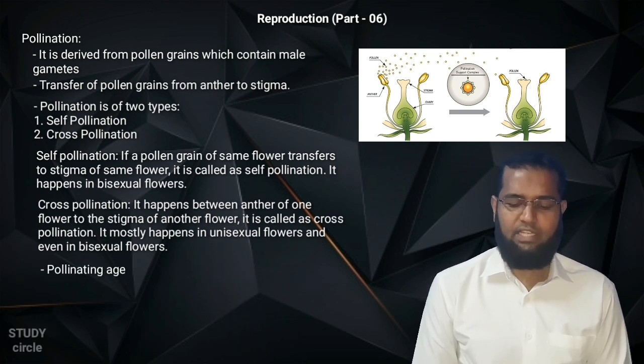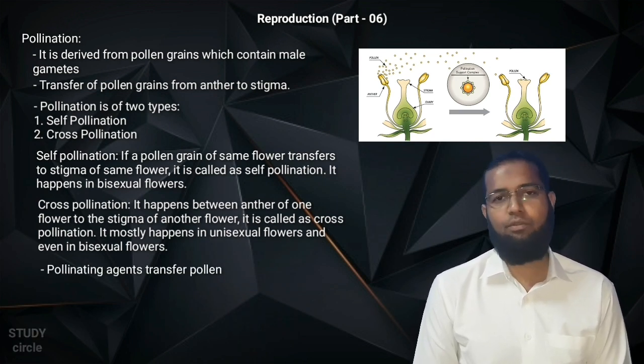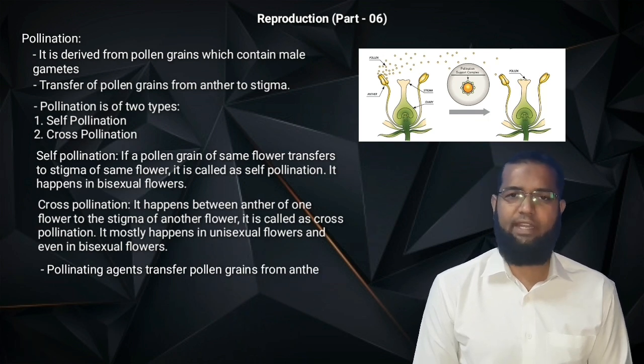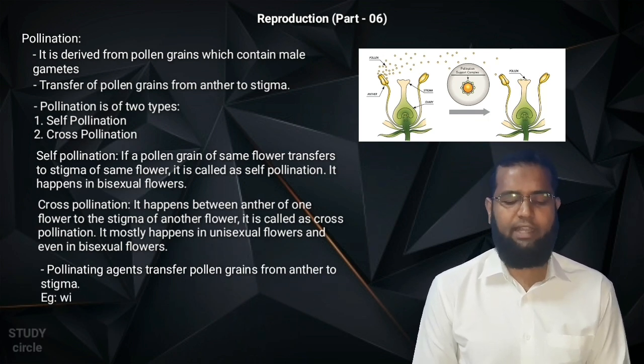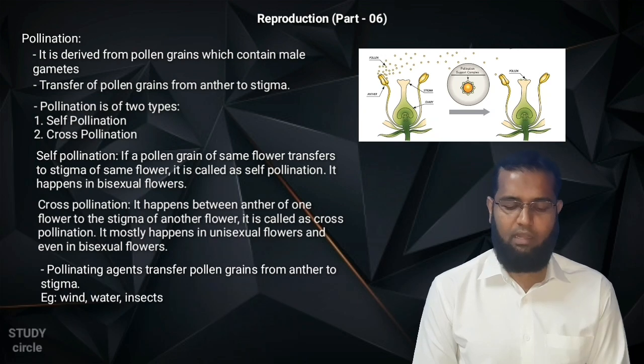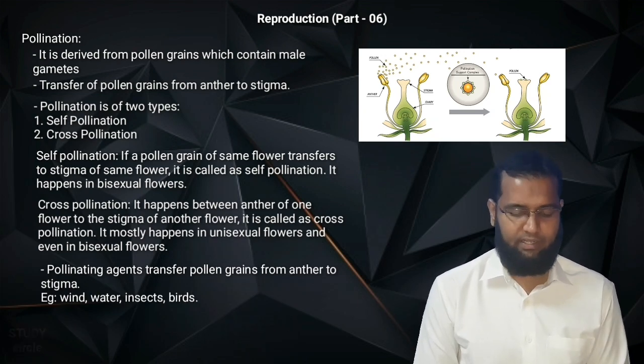Pollinating agents transfer pollen grains from anther to stigma. Now what are these pollinating agents? There are a number of pollinating agents. A few examples are wind, water, insects, birds, etc.